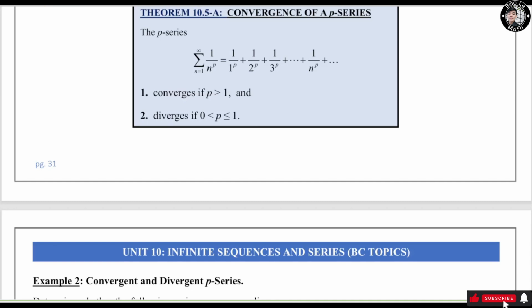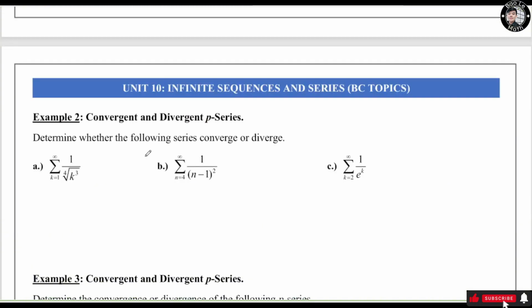Now question E is the special case of the P series that is called the harmonic series. Now theorem 10.5, convergence of a P series. The P series converges if p is greater than 1 and diverges if p is greater than 0 and less than or equal to 1.